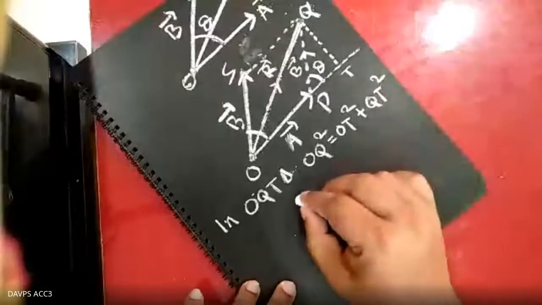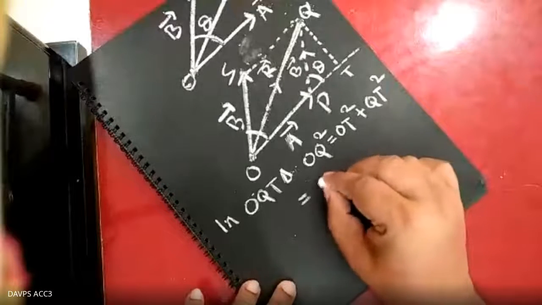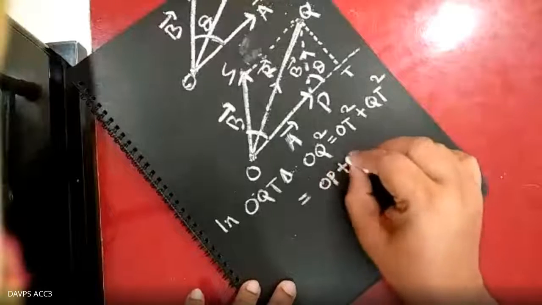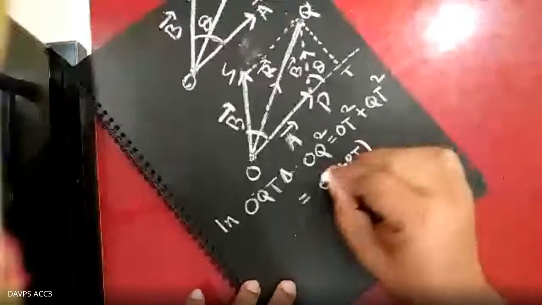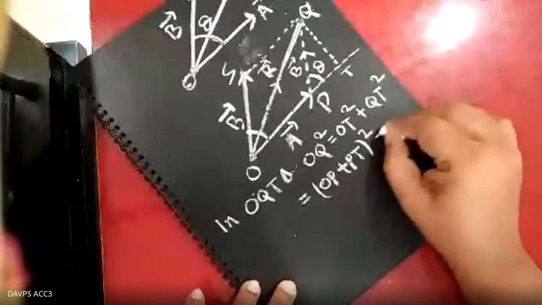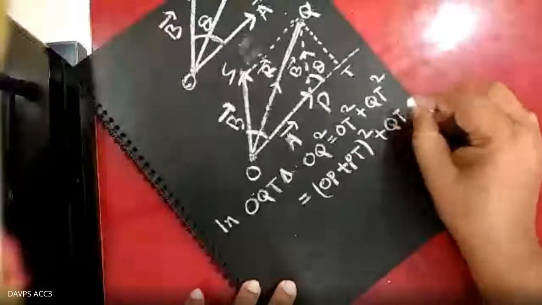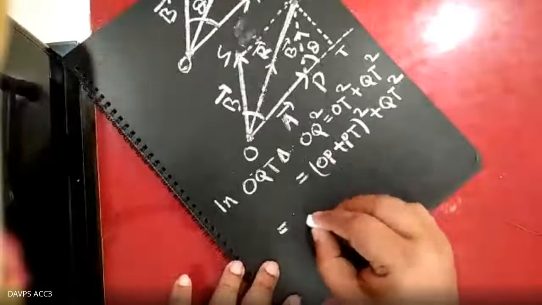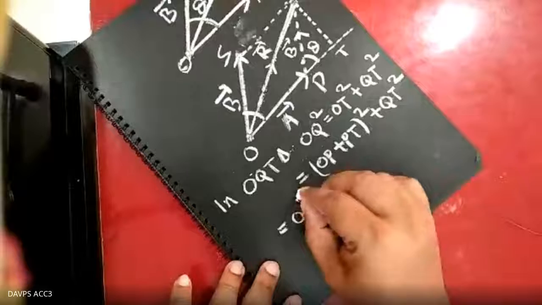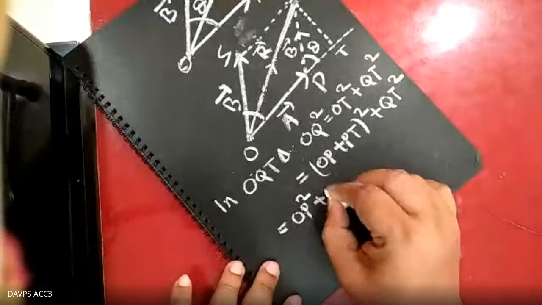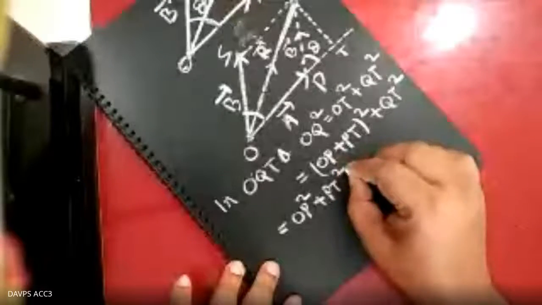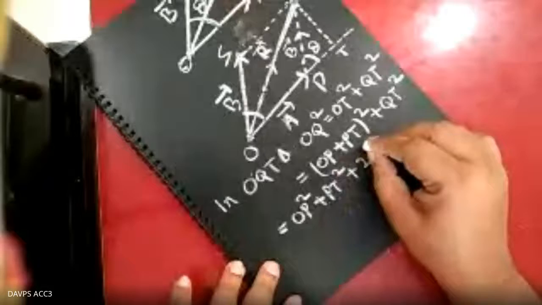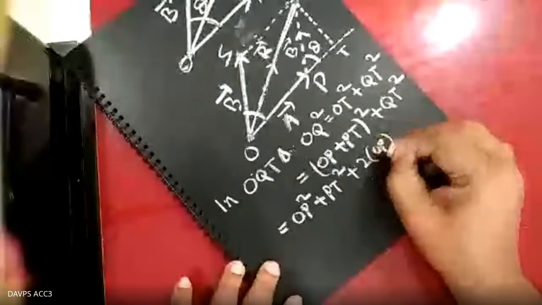And this is equal to, what is OT? OP plus PT square. Same method, I think you should write very quickly, plus QT square. And this is equal to OP square plus PT square plus 2 OP PT plus QT square.